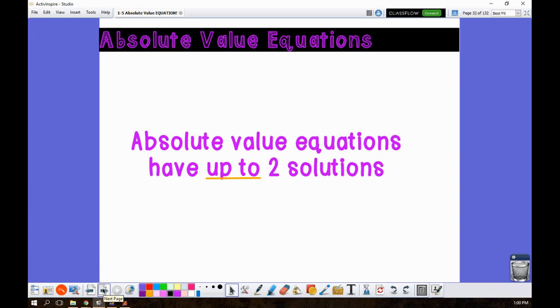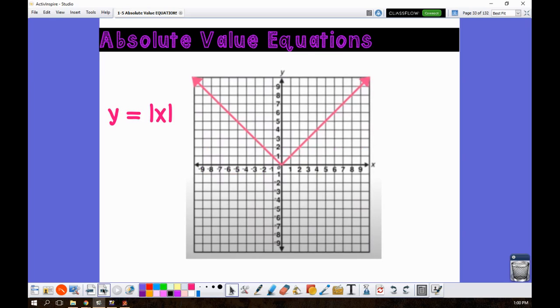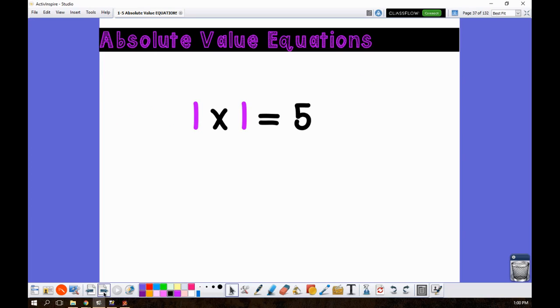I'm underlining up to 2 solutions right now because it can also have 0 or 1. For example, if we look at the graph again, if I were to draw a line here at 0, I'm only going to cross one time right at that orange dot. However, if I were to draw a line down here at negative 4, I never cross that absolute value function at all. So that would be an example where there are 0 solutions, or no solutions.